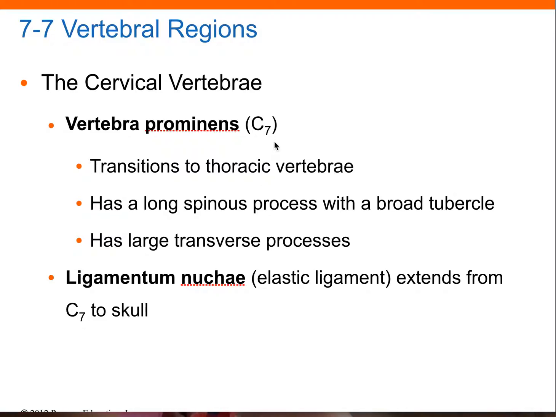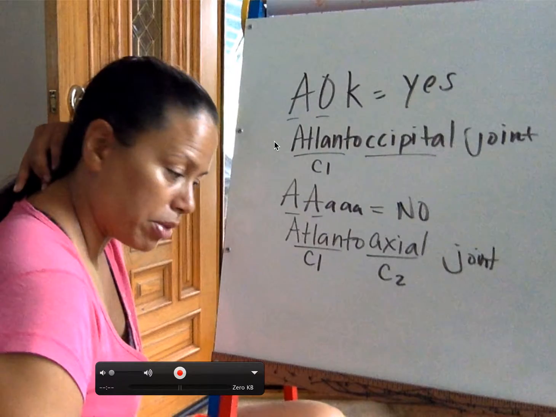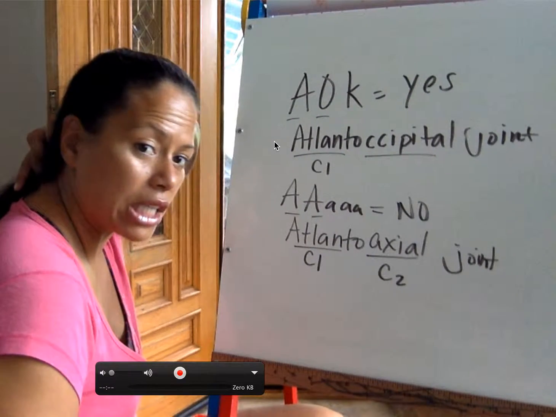C7 is prominent. If you try and feel in the back here for a prominent ridge, the one that you touch and it's easy to find is usually C7.